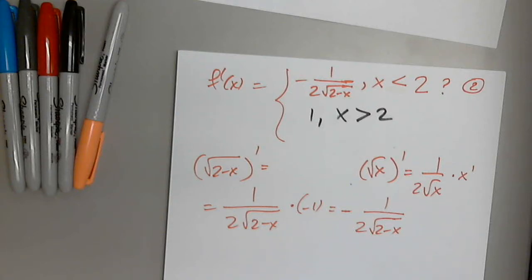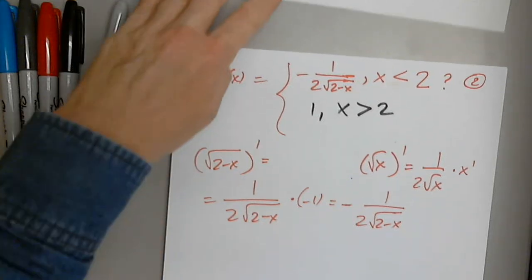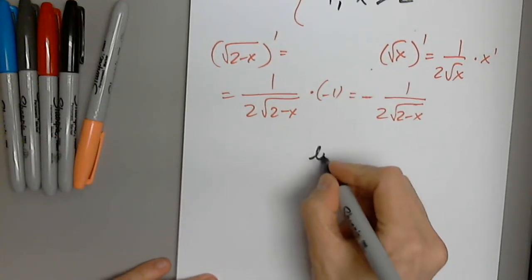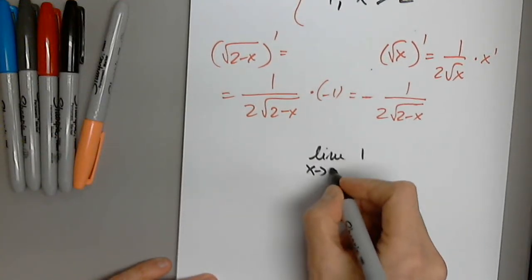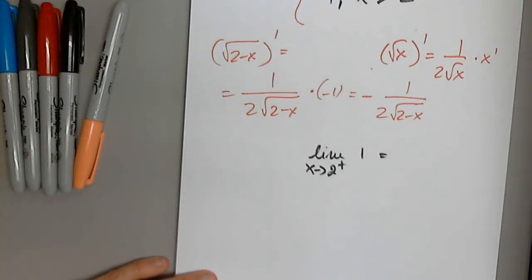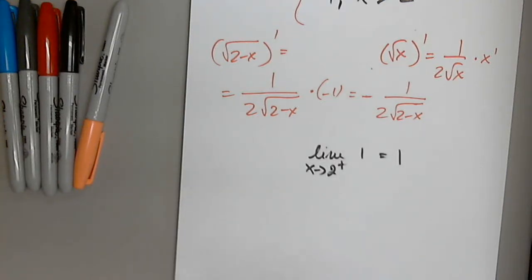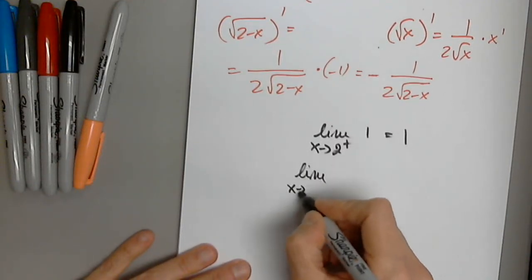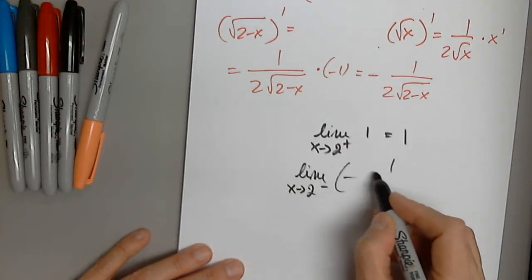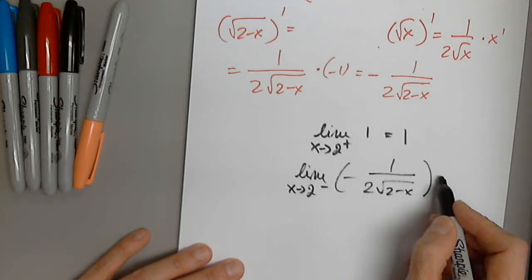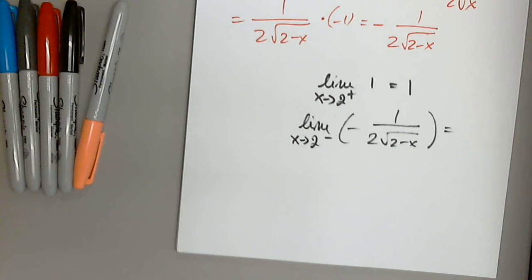So the limit from the right of this function, right of 2. Let's look at the limit of 1 as x approaches 2 from the right. What is it? How much is the limit of a constant? 1. Good. So let's determine the other one. Limit as x approaches 2 from the left of negative 1 over 2 the square root of 2 minus x. If this also exists and it equals what? Then I say that the function is differentiable.